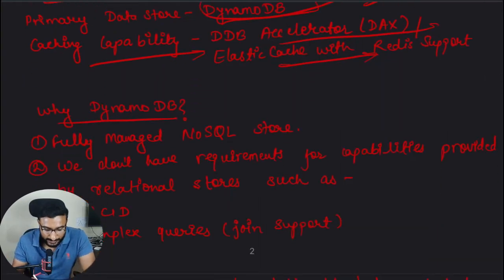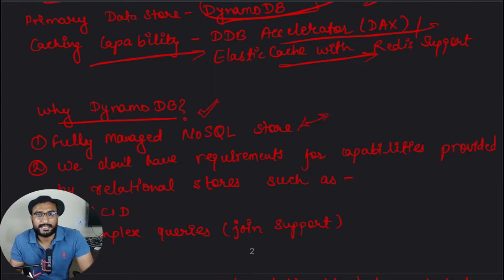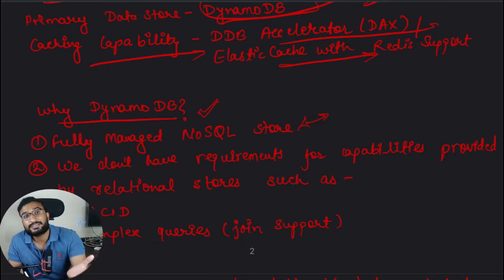So why DynamoDB? One important reason is that DynamoDB is a fully managed AWS service, so you don't have to invest anything in infrastructure or maintaining it. You just have to pay for the storage, whatever data you are storing, and how much data you are retrieving. So you just pay for read and write TPS. You don't have to think about managing or scaling it.